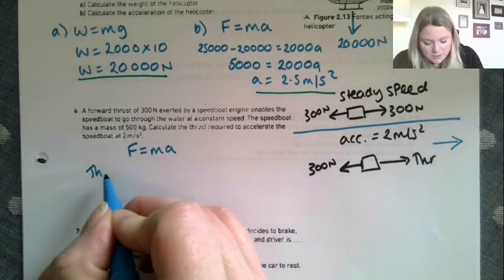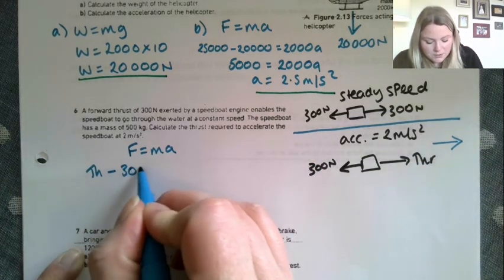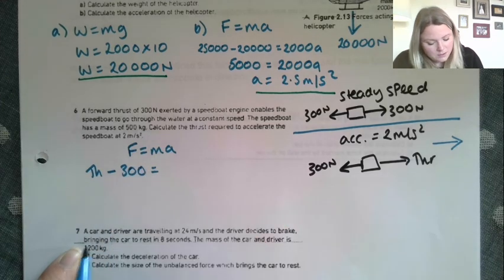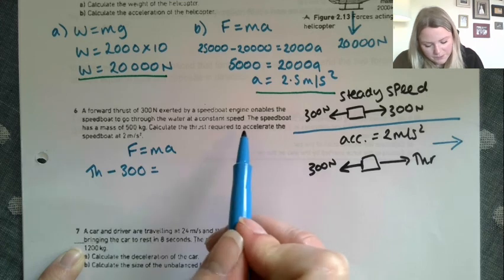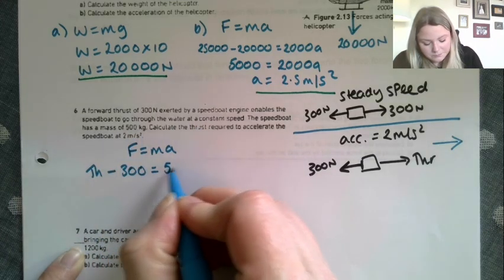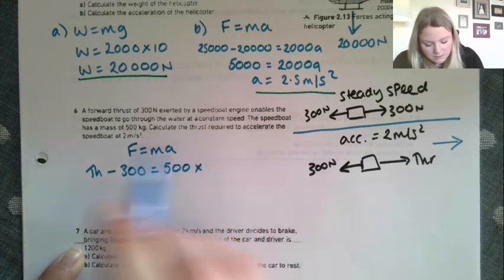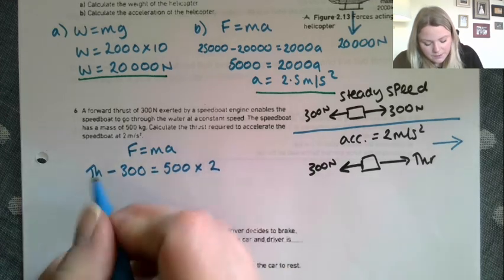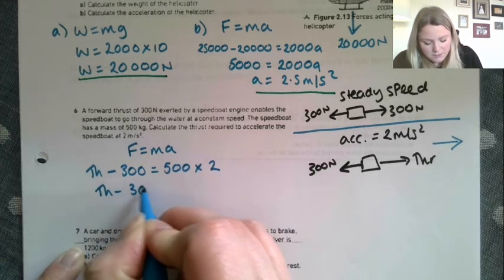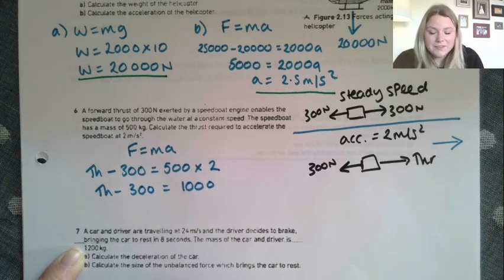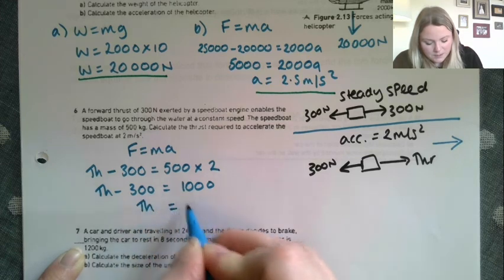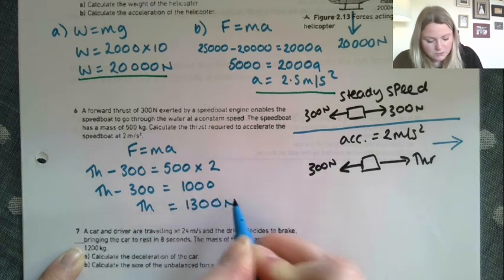So thrust minus 300 equals mass. Now, what was it? I didn't make my list of information. Now I'm having to go looking for it. The mass is 500 and the acceleration is 2. So the thrust minus 300 gives me 1,000. So to get the thrust on its own, I have to add 300 to both sides of this equation. So that gives me 1,300 newtons.